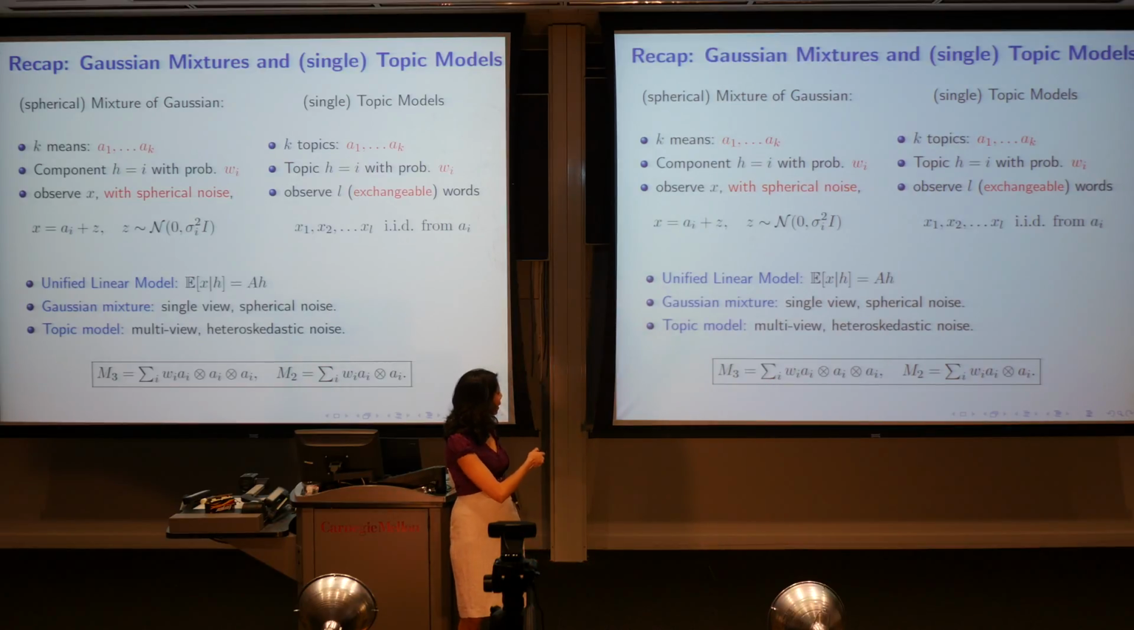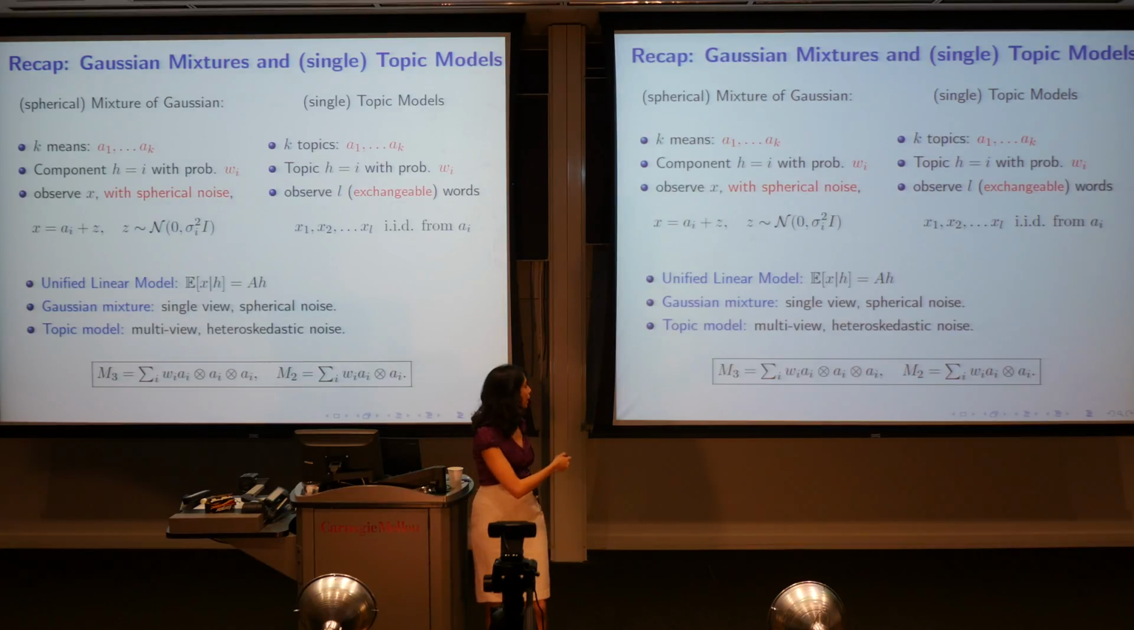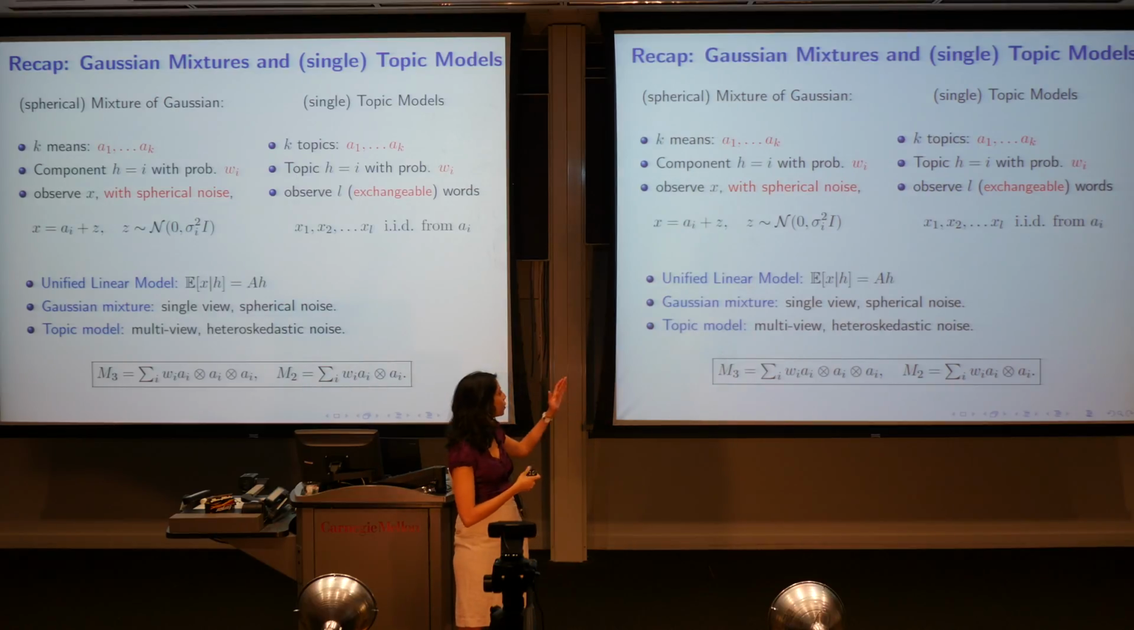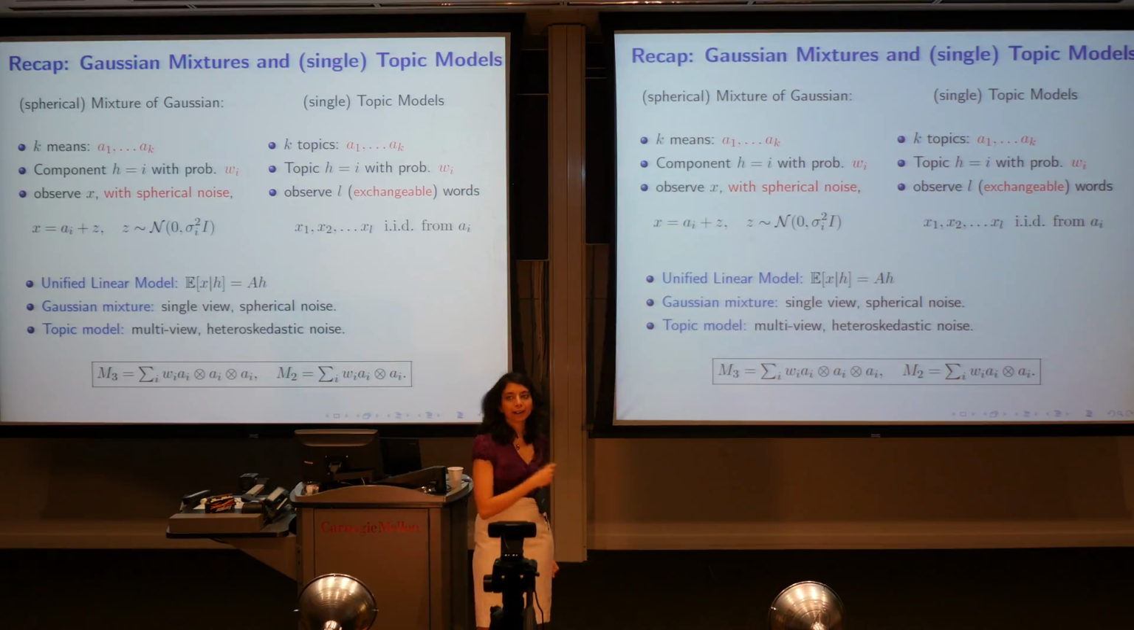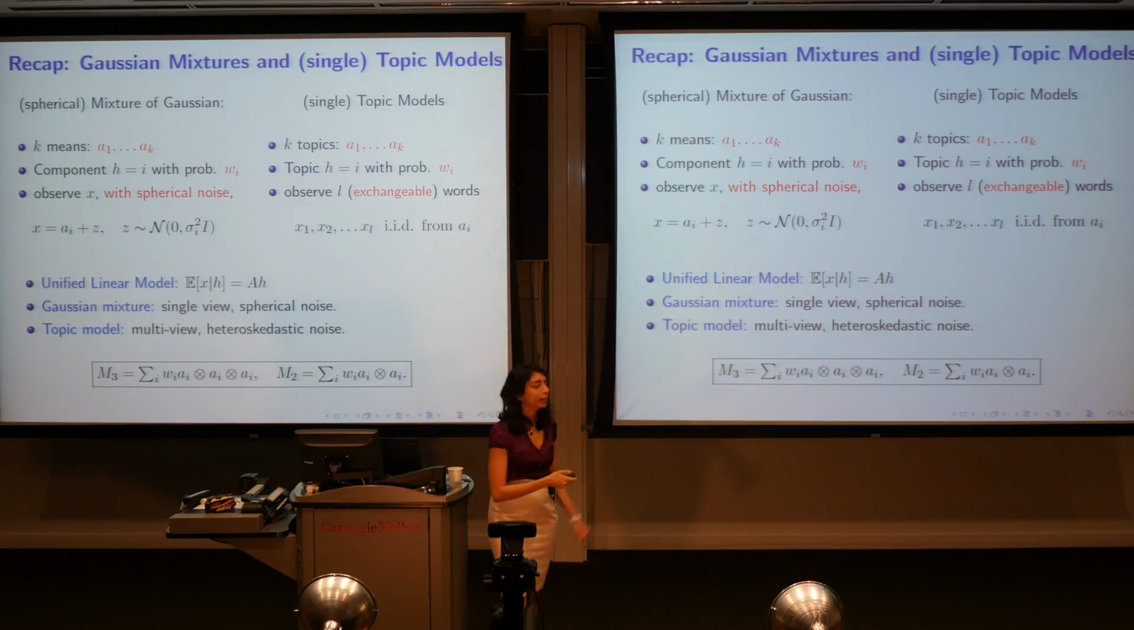And so we had this, that each component would be chosen with some probability, and that's, component i is chosen with probability Wi. And then we have this zero mean spherical noise. These are spherical Gaussian mixtures. And we saw that you could also think of topic models in a very similar light. Here now we have k unknown topics.